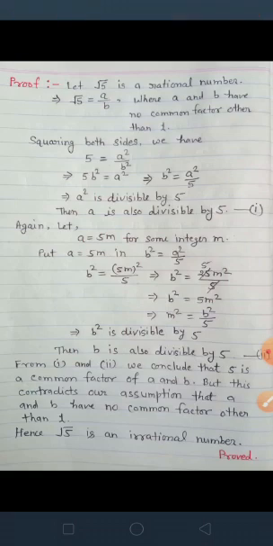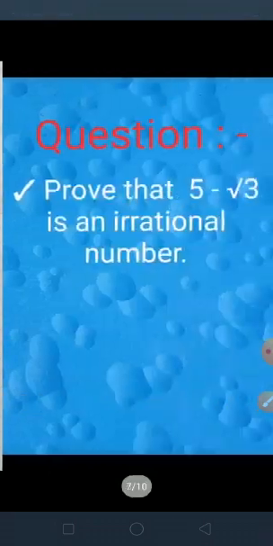Students, from both equations 1 and 2, we conclude that 5 is a common factor of a and b other than 1. But this contradicts our assumption that a and b have no common factor other than 1. Hence, root 5 is an irrational number. This is the proof of this question.